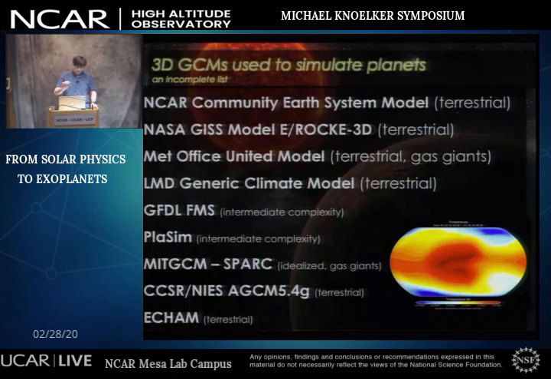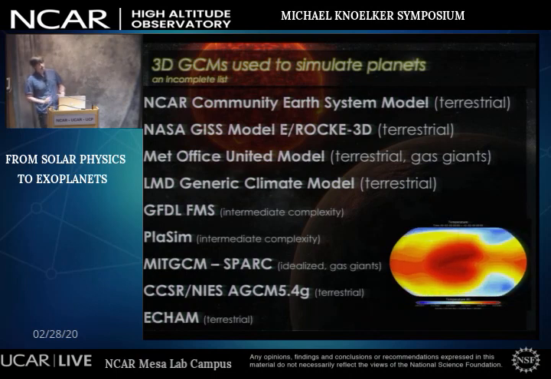So numerous 3D GCMs are now used to simulate planets and exoplanets. So of course, NCAR CESM goes at the top of the list because we're here at NCAR today. But also the NASA GISS Model E, which has a team there working to convert it to the ROCKE-3D exoplanet type model. The UK Met Office, actually, this is to say the Unified Model, not the United Model.